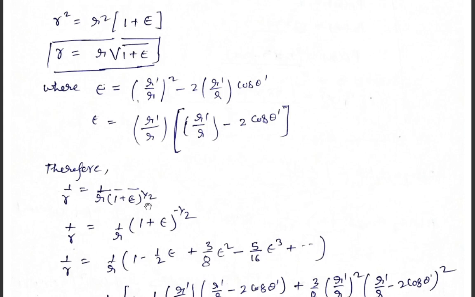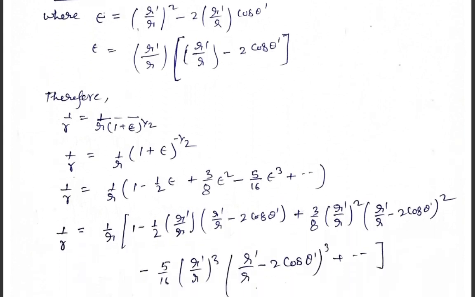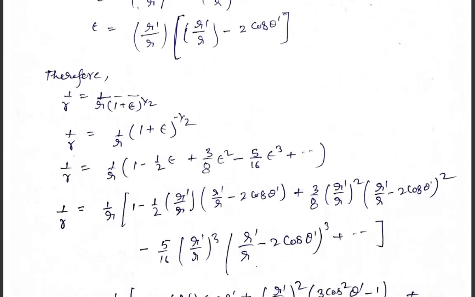expansion of this. So we can write 1 upon gamma is equal to 1 upon r, (1 plus epsilon) to the power minus 1 by 2, which is 1 upon r times 1 minus 1 by 2 epsilon plus 3 by 8 epsilon square minus 5 by 16 epsilon cube plus some higher order terms. So we have done the binomial, series expansion. Now if you substitute the value of epsilon, this is 1 upon gamma.